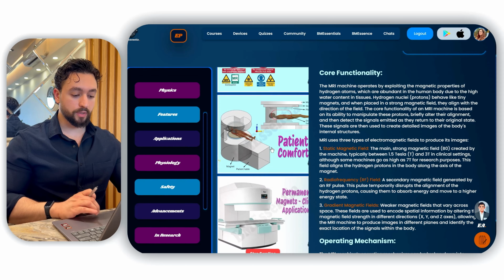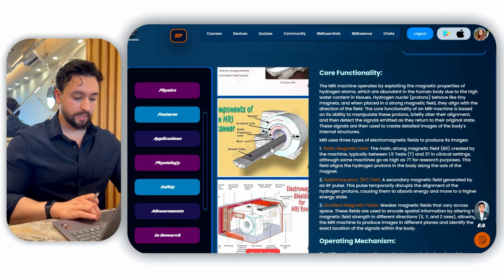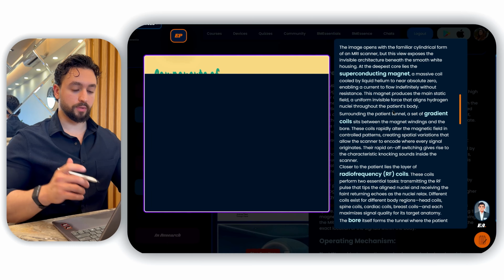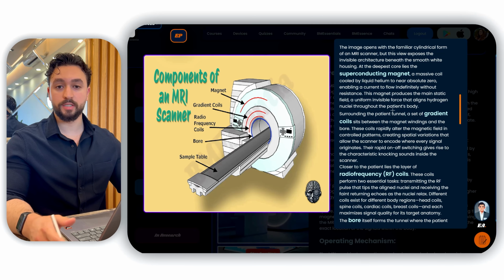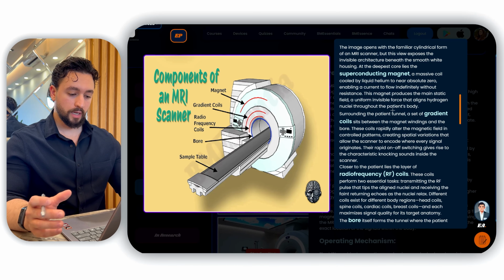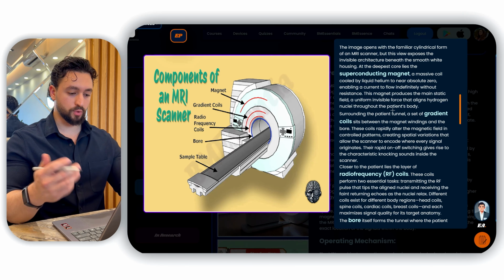Now if we were to look at the actual components, which is the second part, if I can find the actual image which I want to talk about. So the components of the MRI scanner. The MRI scanner has three different layers, which we like to group over here at BM Essentia when it comes to components.